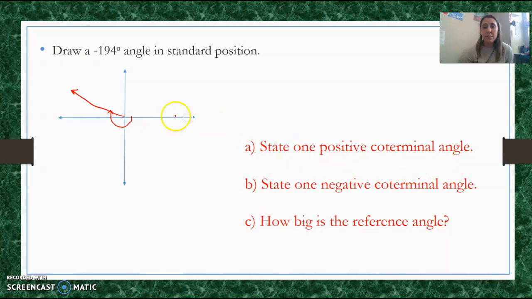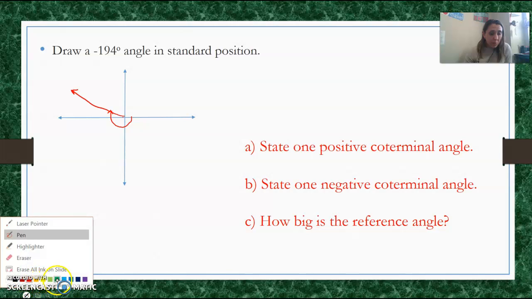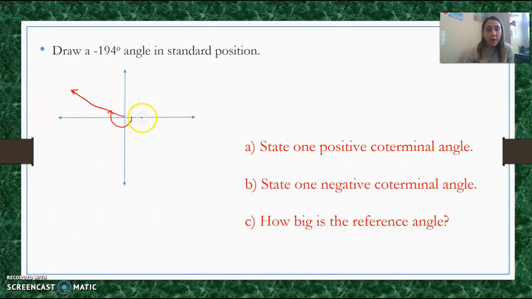State one positive coterminal angle. So I'm going to start at 0 again. Here, I'll do a different color. We'll do green. Okay, so this is my one positive coterminal. So if I start at 0, 90, and we go 76 more degrees, I get 166 degrees.